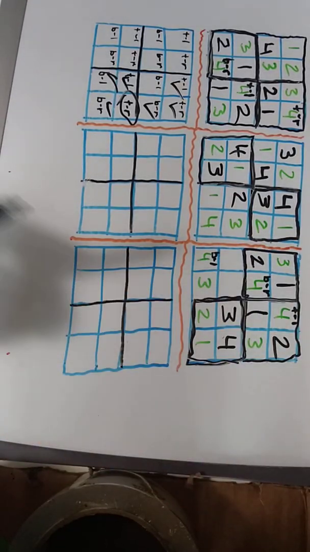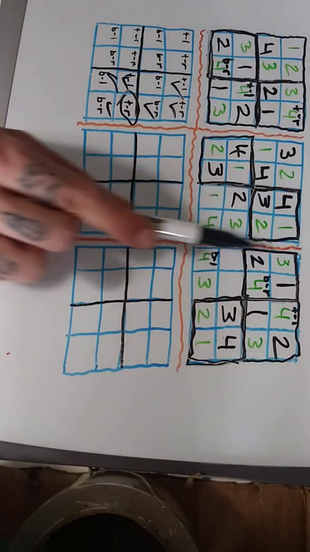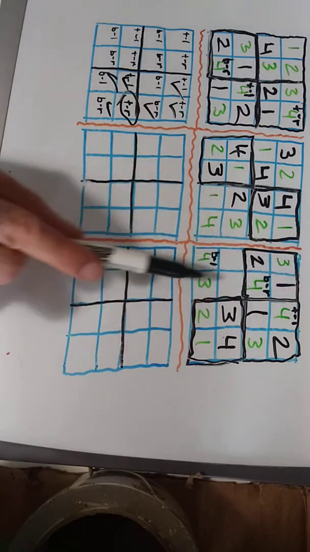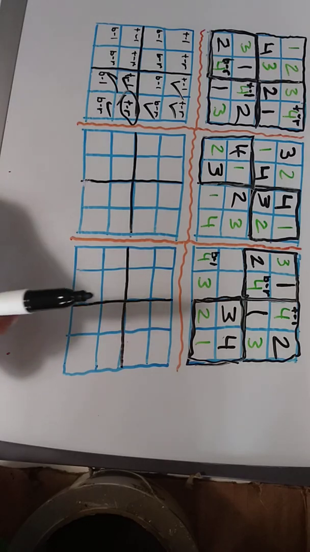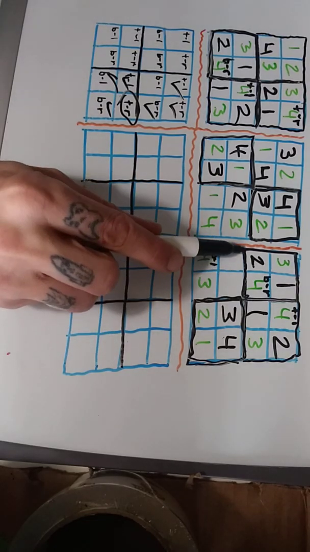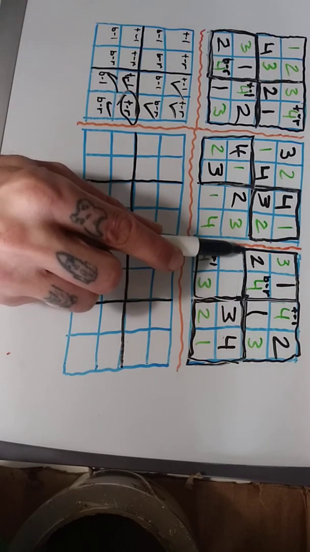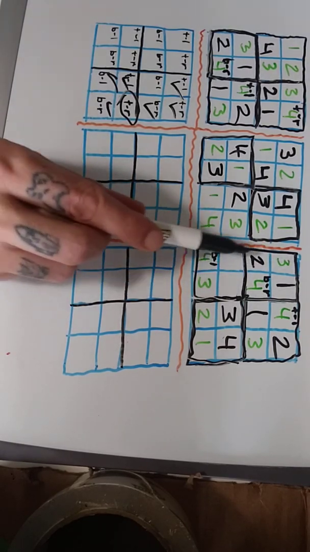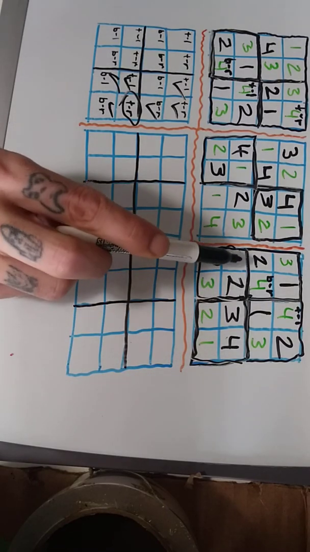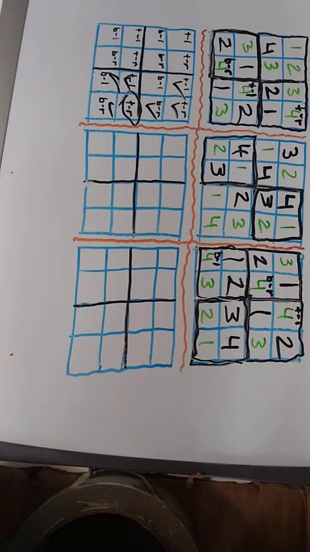So then this column is only missing 1 number, and this column is missing only 1 number. So we could see there's a 2 and a 1 missing from this box. We know the 2 can't go on this side because of that 2. So the 2 goes here, and the 1 goes there.